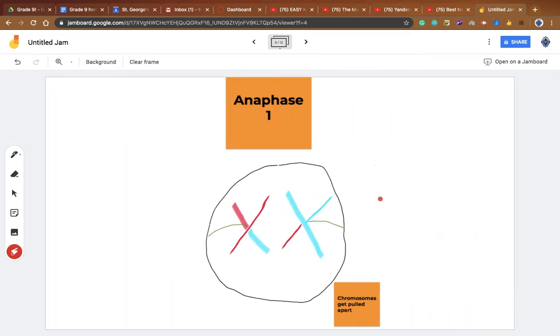And in anaphase, similar to mitosis, this is where the chromosomes start getting pulled apart. But instead of the actual chromosome getting pulled apart, it's the homologous pairs that are getting pulled apart. So you can see that we have one chromosome going to the left, we have one chromosome going to the right, and they're going to be split and getting ready for splitting.